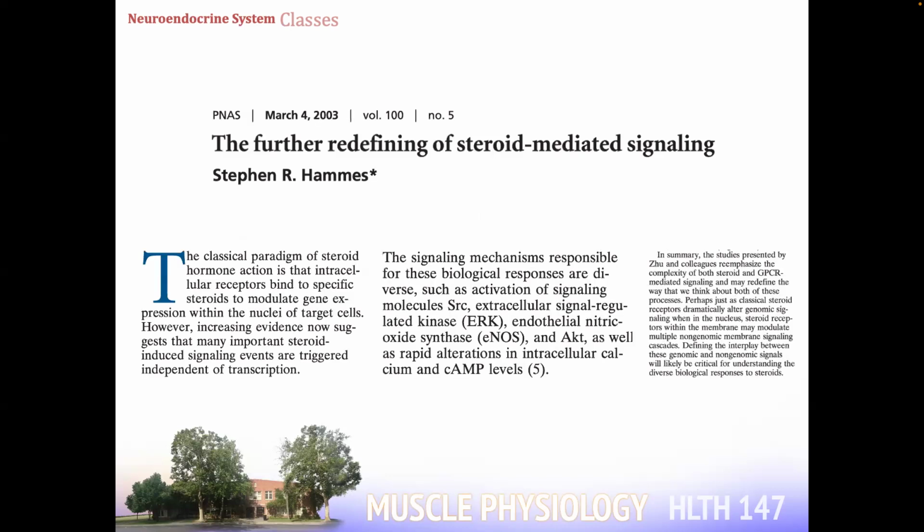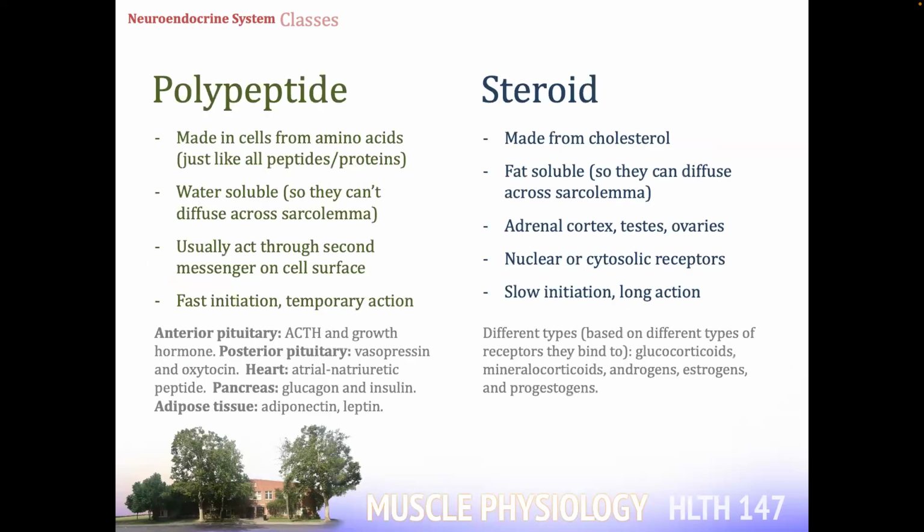Now, steroid hormones also have secondary effects that aren't genomic. They do have interactions that are associated with plasma membranes. Not every single receptor is inside of the cell, but in general, that's where most steroid receptors live. The steroid hormones go through the cell membrane, and polypeptide hormones have to act through a signaling cascade by binding to a cell surface receptor.